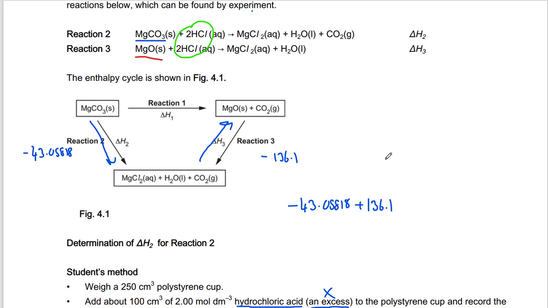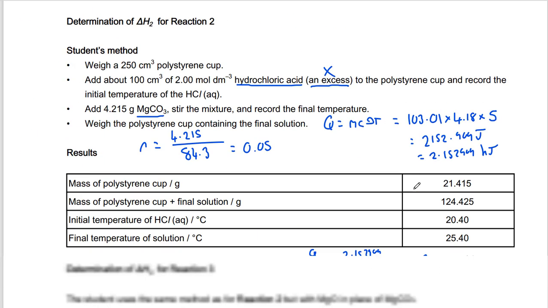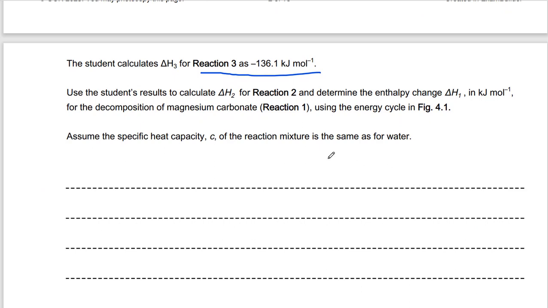170. That can't be right. Hang on. Minus 43.05818 plus 136.1 is 93.04, and that's positive. That's not a surprise because this is a thermal decomposition, so it probably should be endothermic. And that's it.